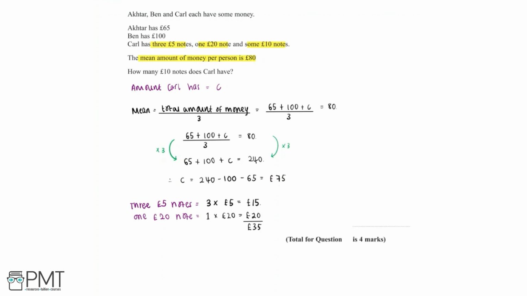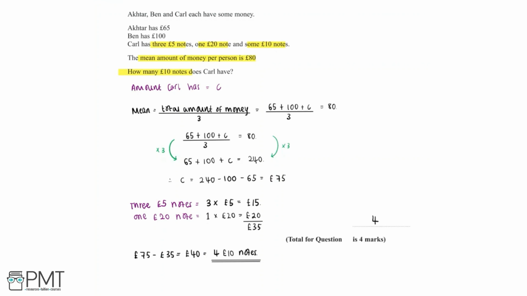But we know that the total amount of money that Carl has is £75. And so taking away the 3 £5 notes and 1 £20 note, we can do £75 take away £35, which is equal to £40. Now we know that this must all be in the form of £10 notes. And so we need to use this fact in order to find out how many £10 notes Carl has. £40 is equivalent to 4 £10 notes, because 40 divided by 10 is equal to 4. And so we've therefore found that Carl has 4 £10 notes in total.